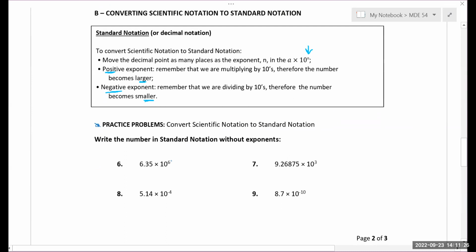So this one would be a very large number. I'm going to move the decimal to the right 6 places. I'm going to make it bigger. 1, 2, 3, 4, 5, 6. So that number ends up being 6,350,000.